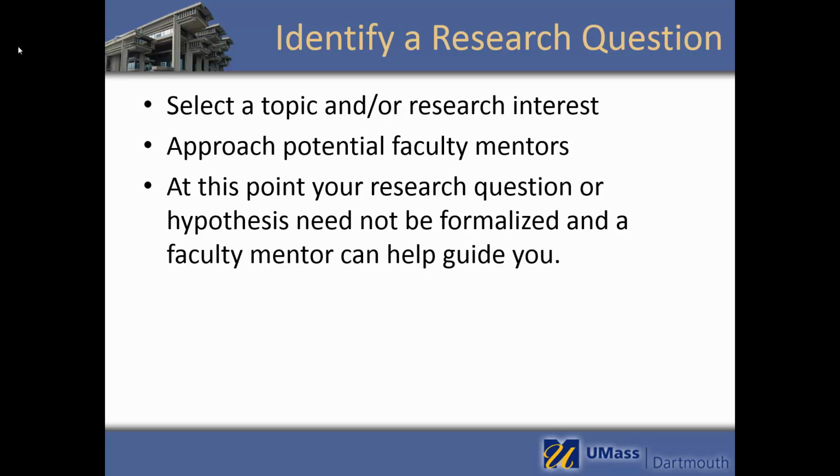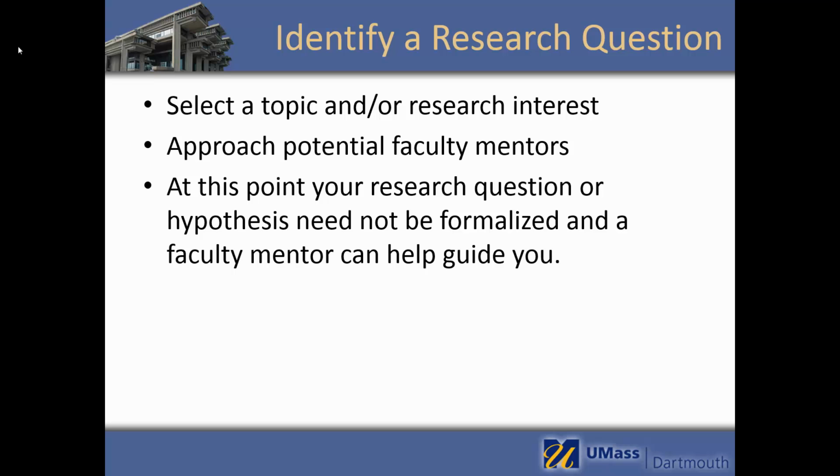Take a moment and consider whether you wish to pursue qualitative, quantitative, or mixed methodology research, keeping in mind that this choice is often determined by your discipline standards. The first thing you need to do is to identify a research question. Begin by selecting a topic and/or research interest.